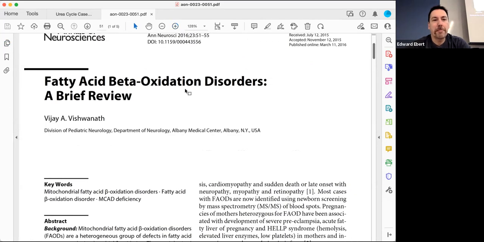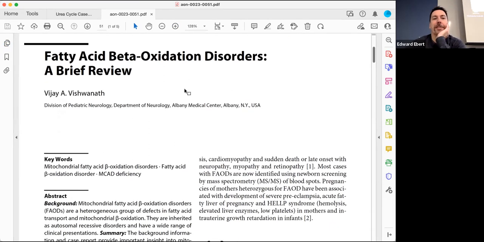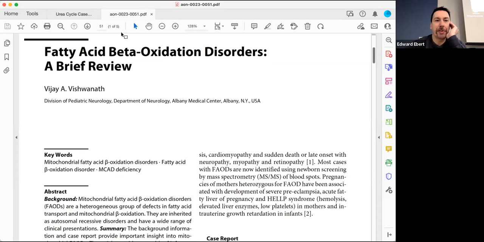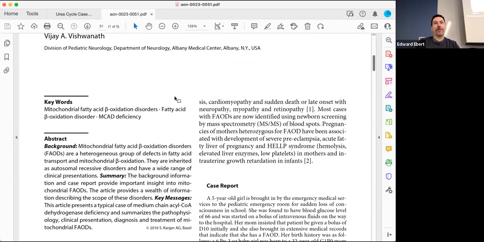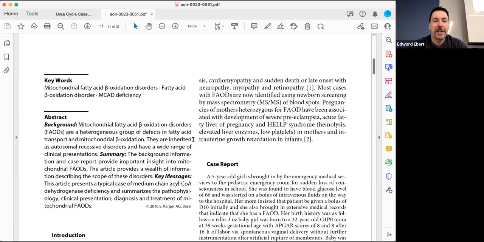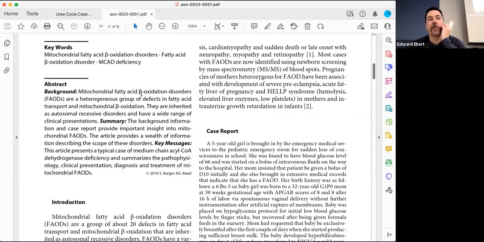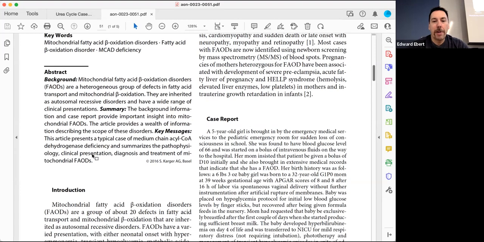Okay, all right. So I found this one as a fatty acid oxidation review, and it is fairly brief because it's only 5 pages. But we're now stepping back to the previous chapter, so we're jumping around a little bit. What I like about this is our definition: fatty acid oxidation diseases are a group of defects in fatty acid transport and the mitochondrial beta oxidation of them. They tend to be inherited, and because there are so many steps in fatty acid oxidation, there is a wide range of clinical presentations.